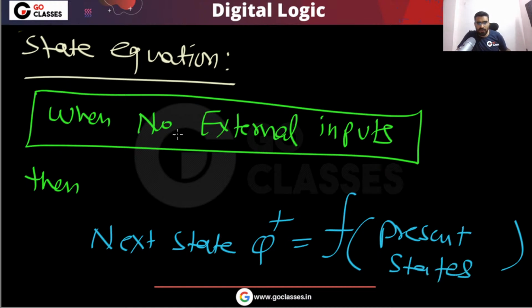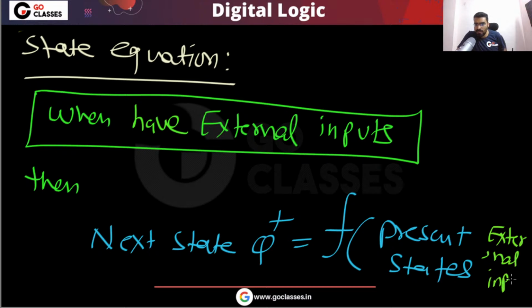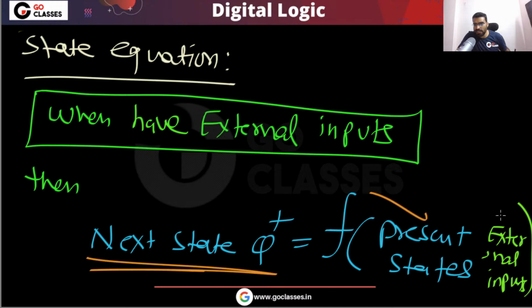Now when you have external inputs, what will change? Then the next state will be a function of present states, comma, external inputs. Only this will change, correct? Is this clear to everyone? Please tell me. So the next state will depend on the present state and external inputs. It will depend on these two.